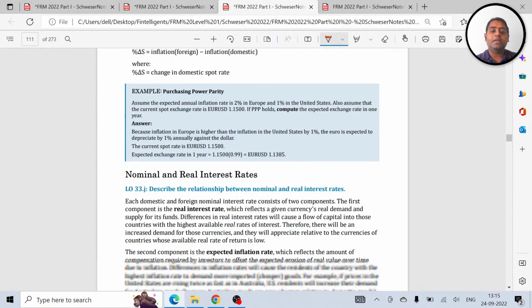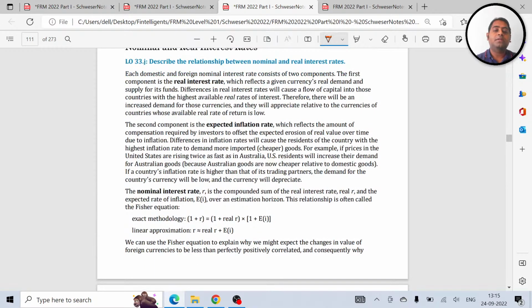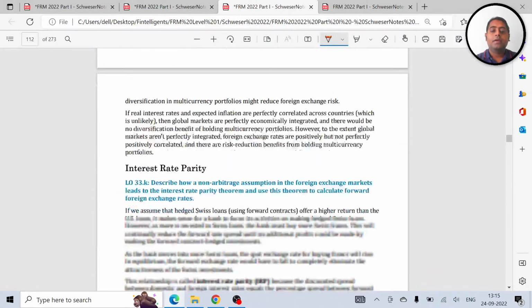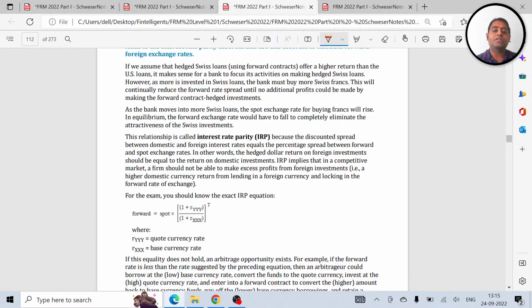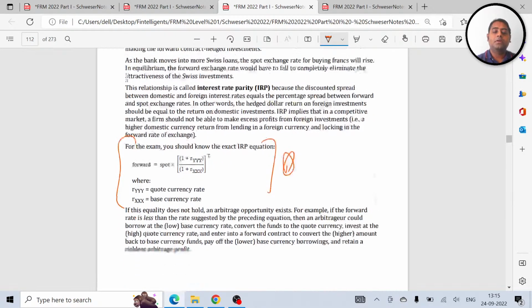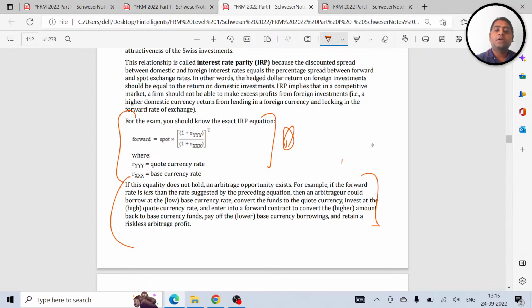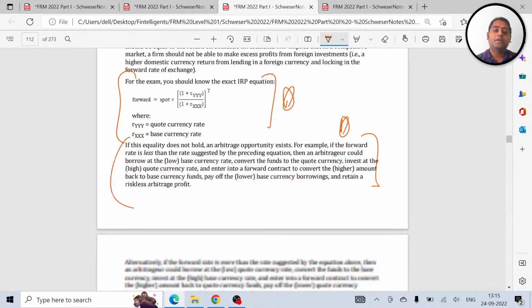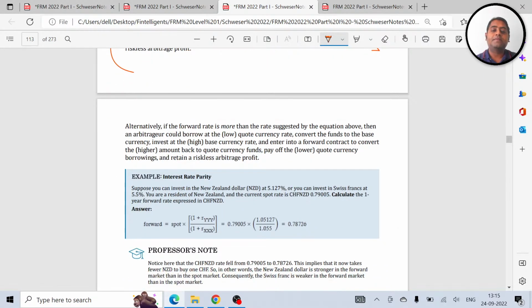Purchasing power parity, nominal rate and real rate impact. Marking this section important. Then the formula for interest rate parity is important. And this paragraph is important. Don't skip that. From the exam perspective, this sum is also important. You can expect a similar type of questions over here.